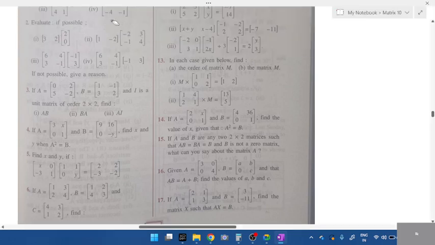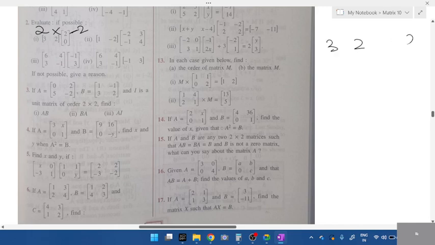Look at the first question. How many columns are given? How many columns in the first one? 2 columns. How many rows are given? Is it possible to multiply? Yes, you can multiply. See, first row, first column.